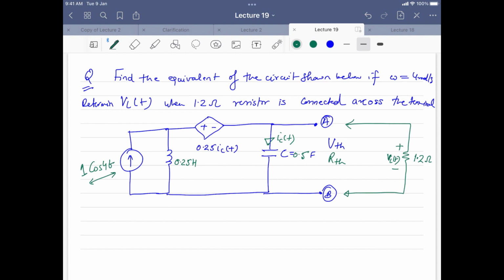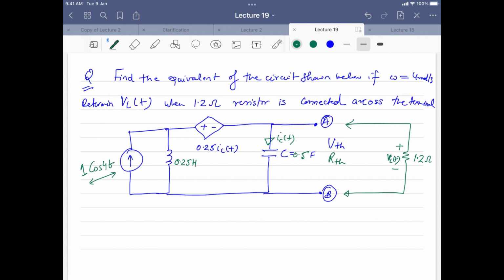Sir, do we have to find VTH and RTH both? Yes, you have to find VTH first, then RTH, and then you have to find that equivalent. That equivalent will be VTH in series with RTH, and once you find that out, you have to connect this load resistor across it and then find the voltage.